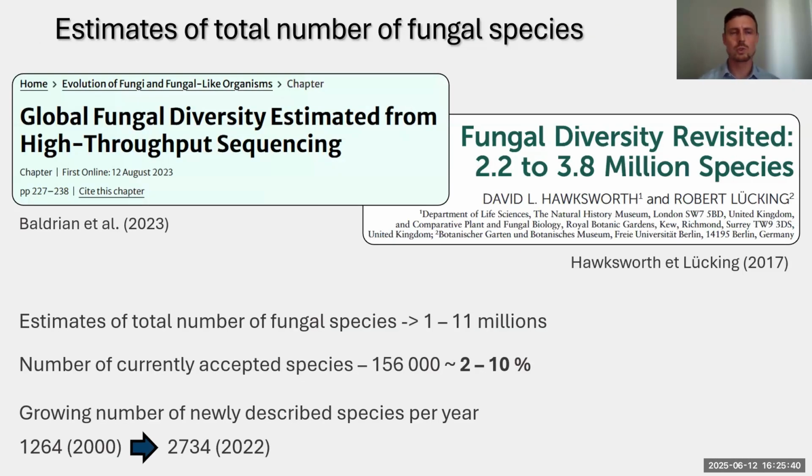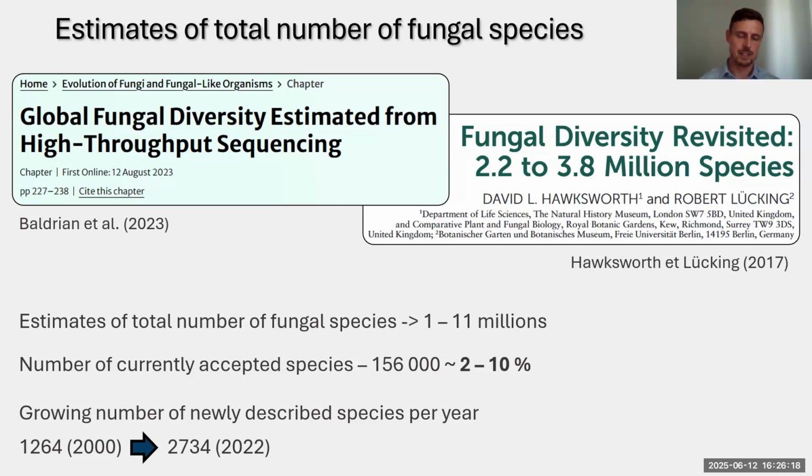So, moving on to the estimates of the total number of fungal species. Why is this a problem? I would say it's because the actual number of accepted species in fungi is somewhere around 150,000, but the estimates of all the fungal species range from something like 1 million to 10 million, and these are, I think I can say, conservative estimates.